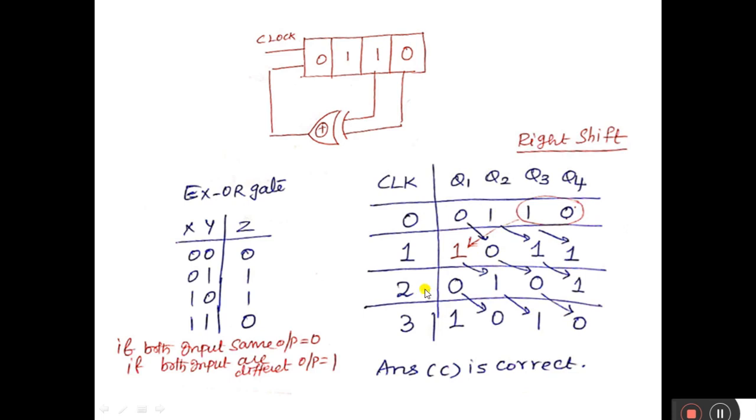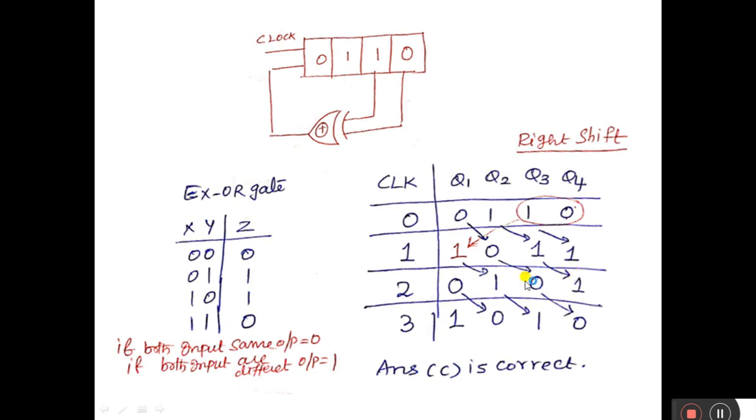Now, after applying the second clock pulse, taking the XOR of this 1, 1, if both inputs are the same, the output is 0. This 0 is applied here. Now this 0 moves here, 1 moves here, and 1 moves here. Now the answer is 0, 1, 0, 1. It is shifted.